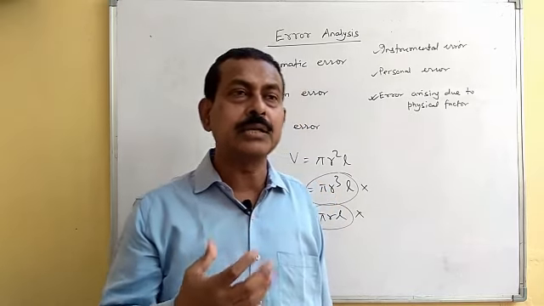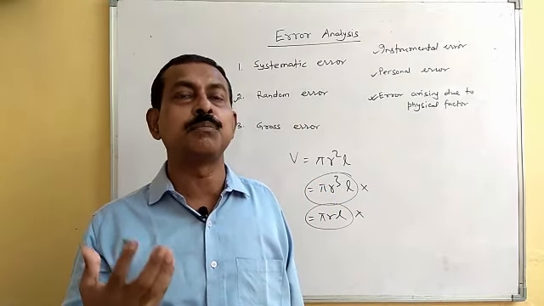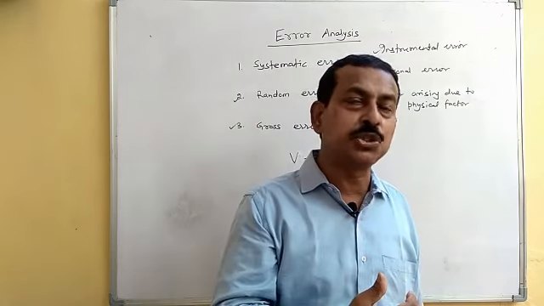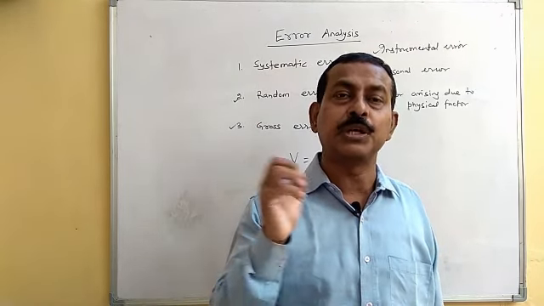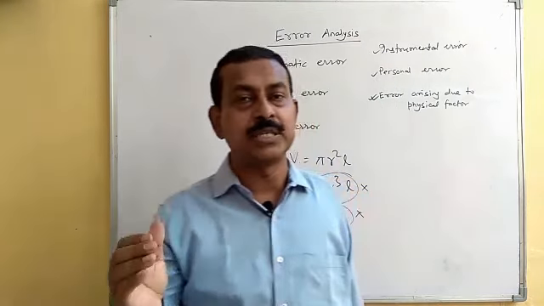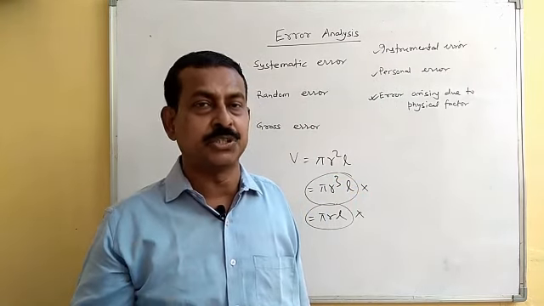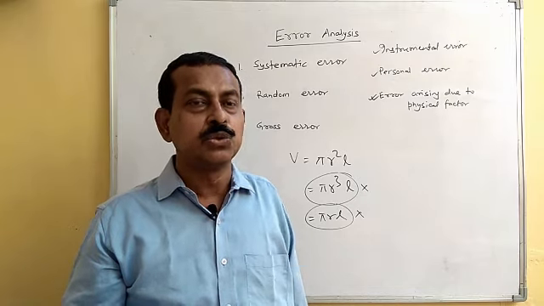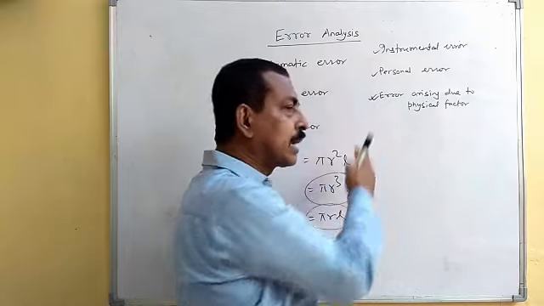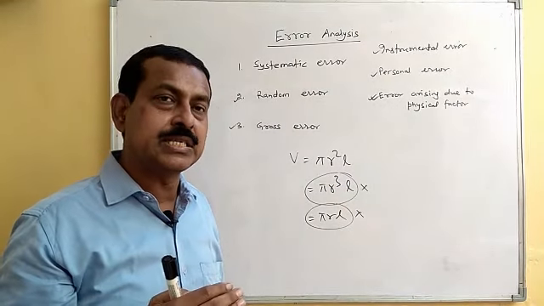If you know that in vernier caliper or screw gauge some zero error is there, we can find out whether it is the positive zero error or negative zero error. We can do correction for that in the final result once you have taken observation. So all these systematic errors can be minimized.